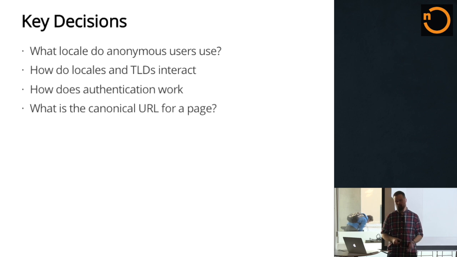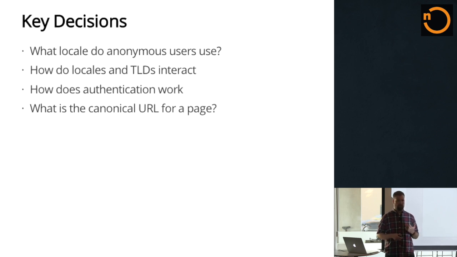So there's some really interesting decisions you have to make when you're looking at localizing a large scale code base. One of them is, what do anonymous users see? You know, it's easy to store a preference for somebody who's logged in. But what does somebody anonymous see on the site?